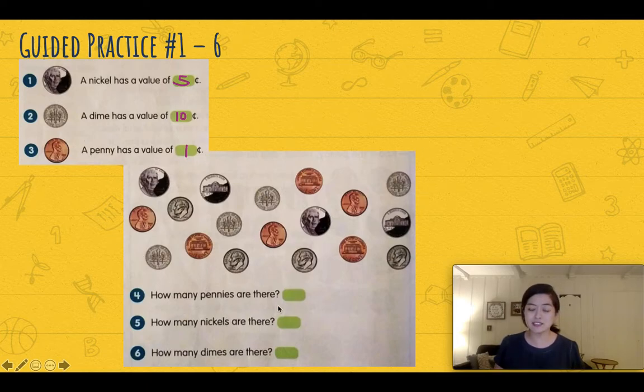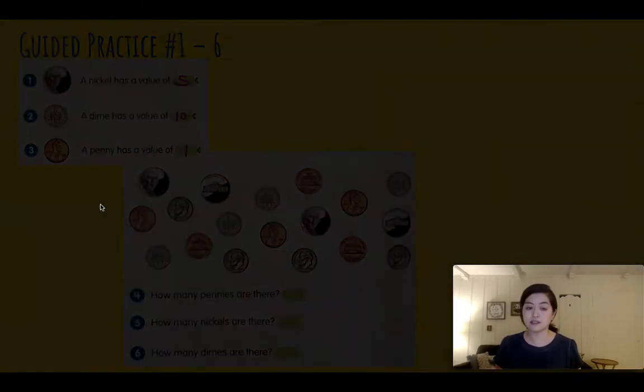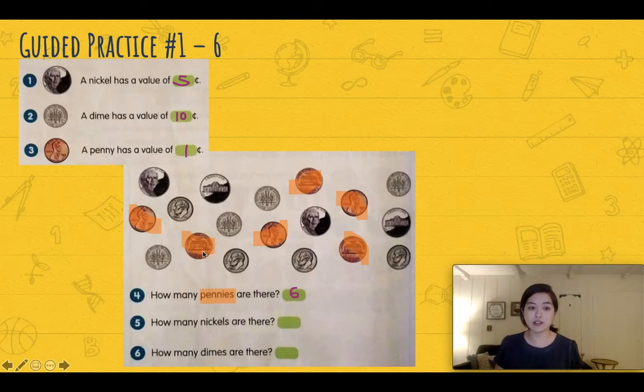How many pennies are there? Well, I know that the penny is bronze in color or copper in color. So I'm going to count all the copper coins. Here they are, 1, 2, 3, 4, 5, 6. There are 6 pennies.